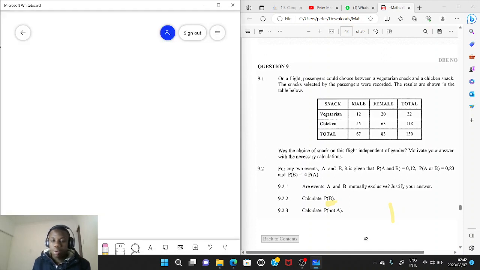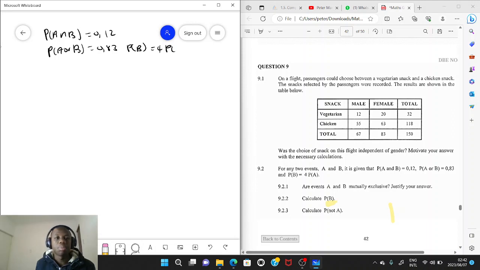So 9.2 is our last question, right? What happens on 9.2 is that we're given two events A and B. It is given that the probability of A and B is 0.12, the probability of A or B is 0.83, and the probability of B is 4 times the probability of A. Now, the first question is as follows. Are events A and B mutually exclusive?